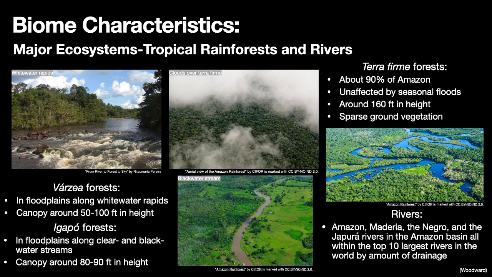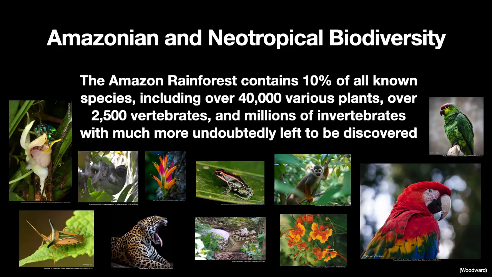The Amazon is home to a large freshwater ecosystem within its winding rivers. The Amazon rainforest contains 10% of all known species, with the region being known for its biodiversity.